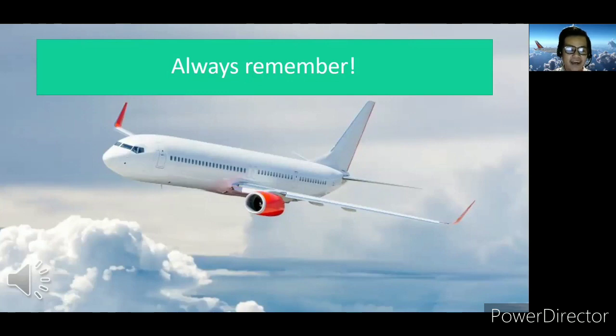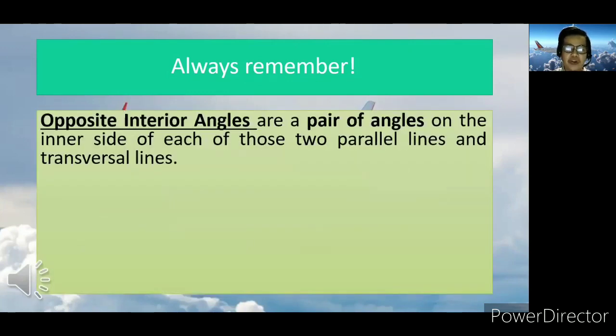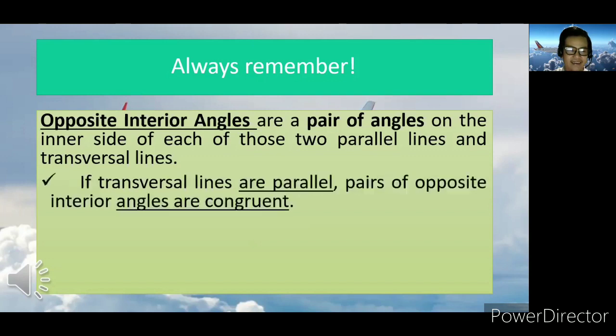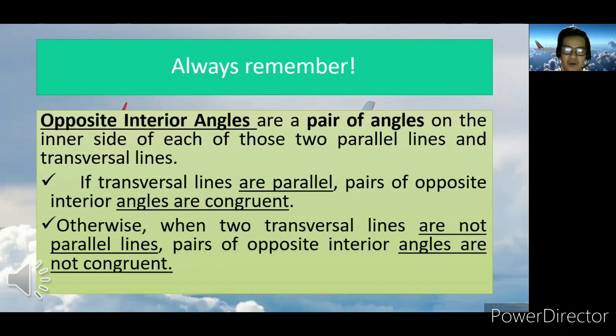Always remember that opposite interior angles are a pair of angles on the inner side of each of those two parallel lines and transversal lines. If transversal lines are parallel, pairs of opposite interior angles are congruent. Otherwise, when two transversal lines are not parallel lines, pairs of opposite interior angles are not congruent.